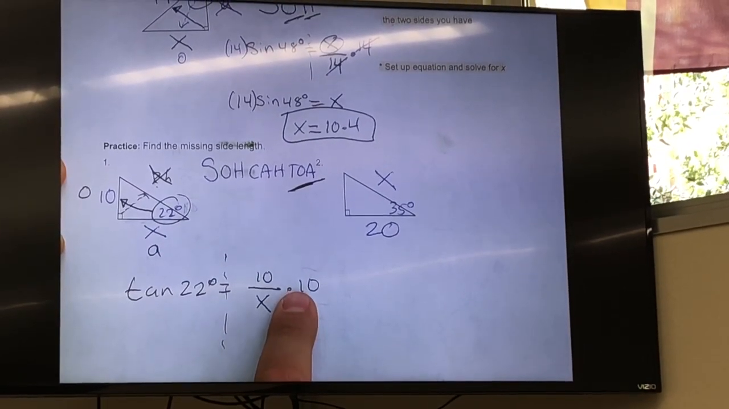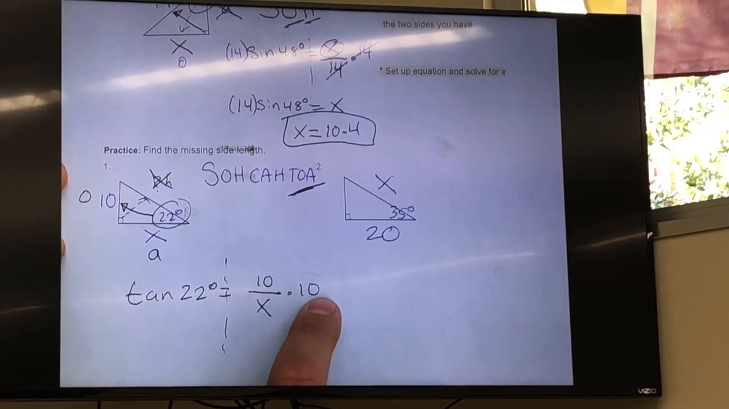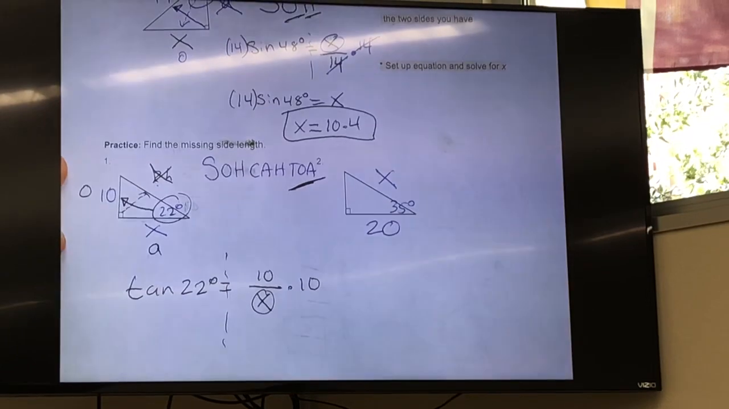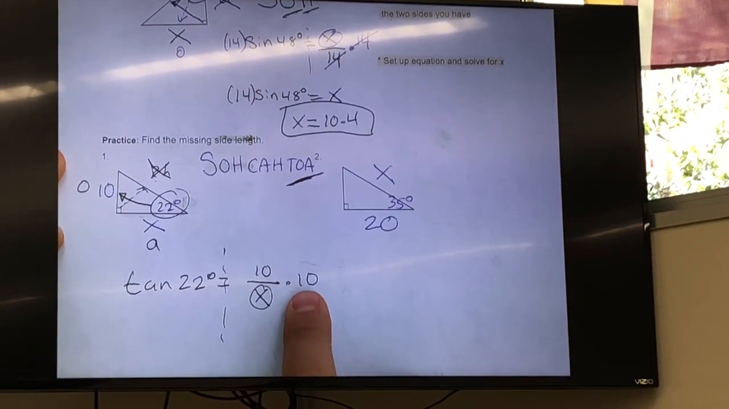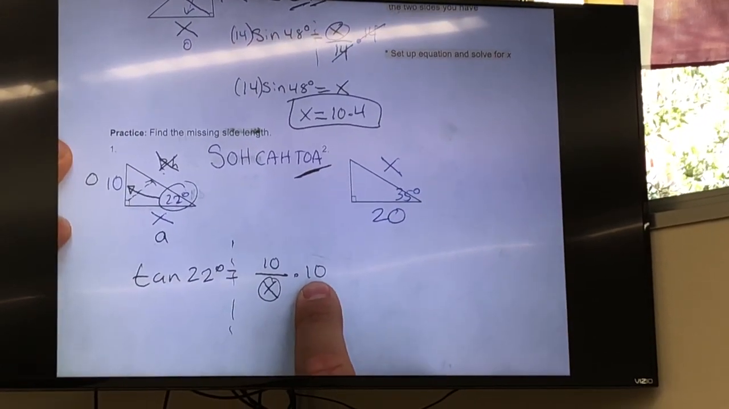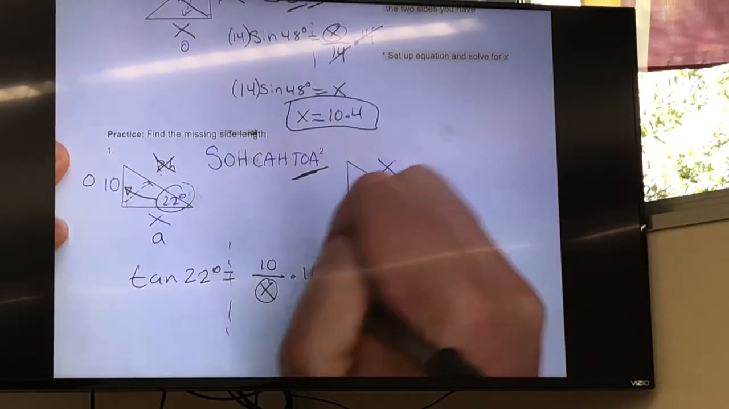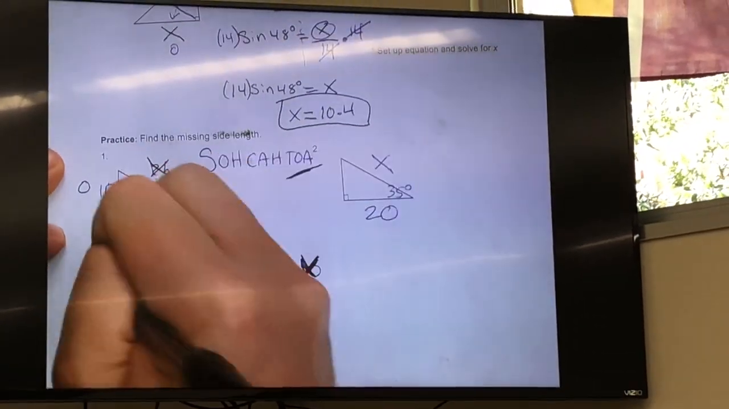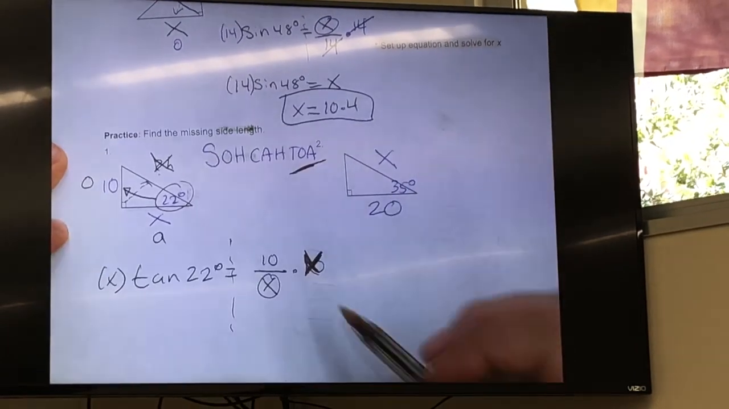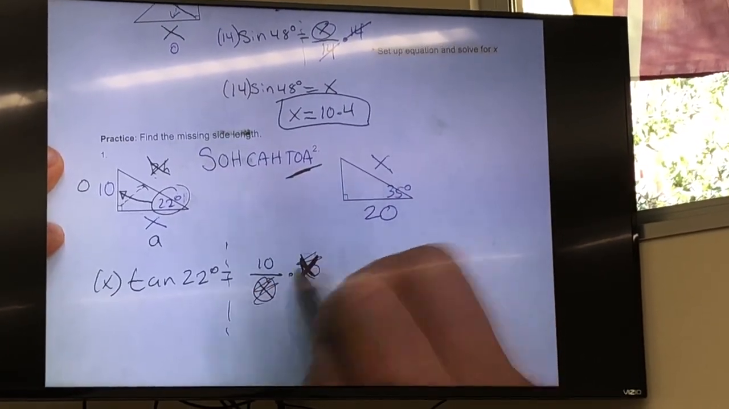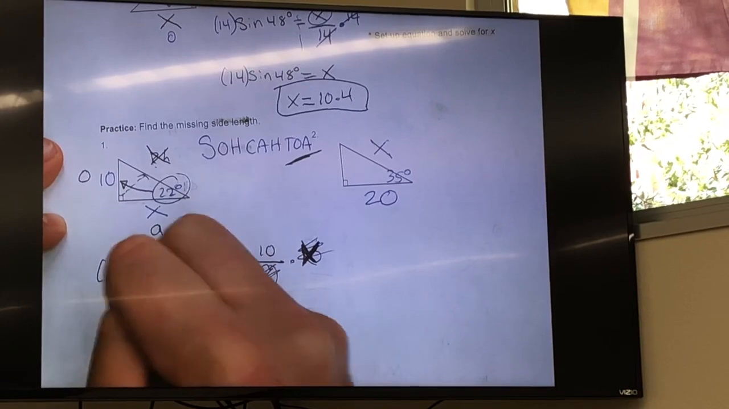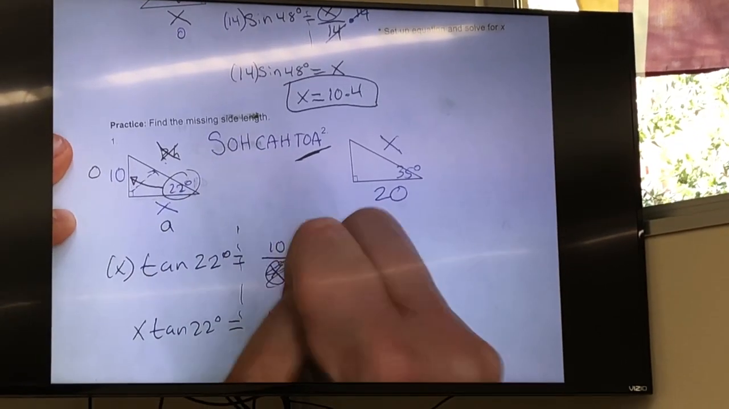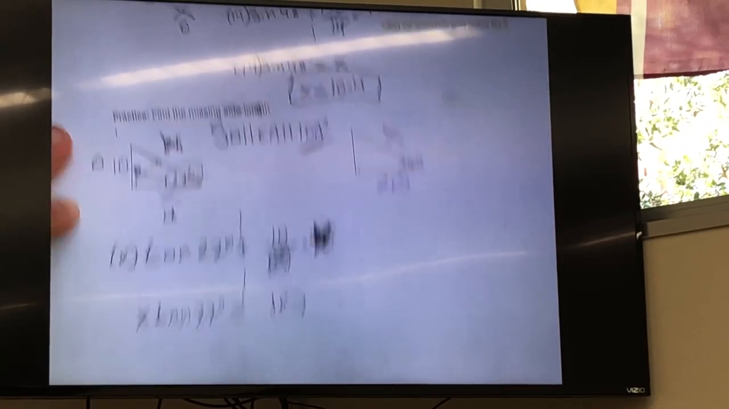To multiply by 10 will make that become 100. We do not want to do that. So we got to get our x out of there. So instead of multiplying by 10, Miss May, we should multiply both sides by? X? That's right. We're going to multiply by x and x. Now, I know that looks weird to you guys, but let's see what this does. x tangent of 22 degrees is equal to now 10.